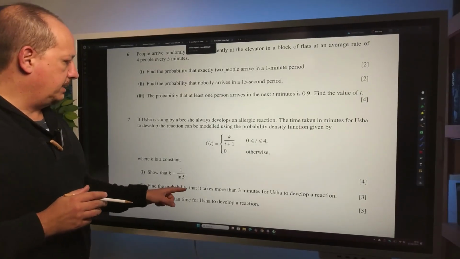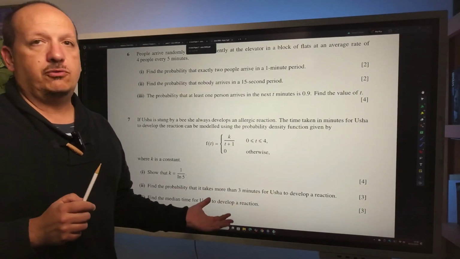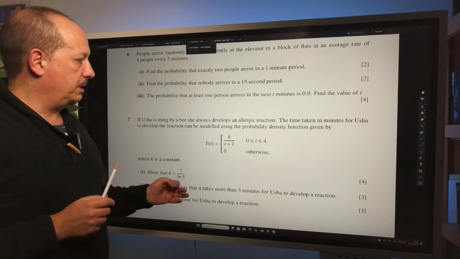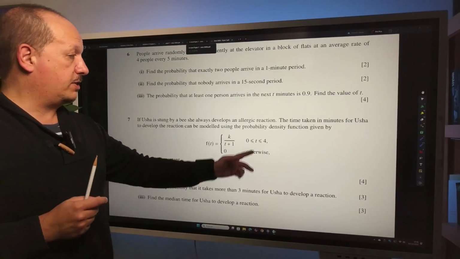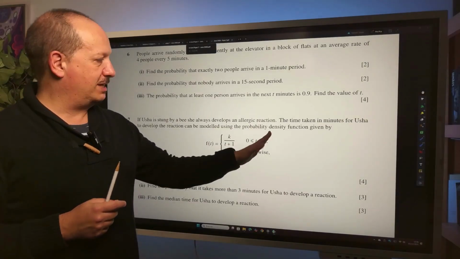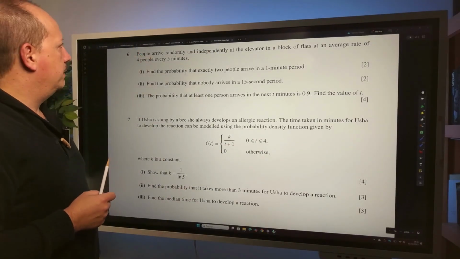Find the probability that it takes more than 3 minutes for Usha to develop a reaction. So you want the probability that t is bigger than 3. Obviously, it's going to be smaller than 4 because that's the maximum possible value it can be.